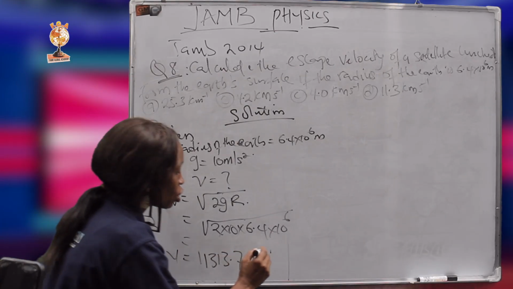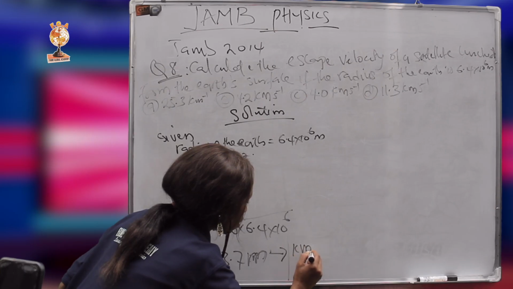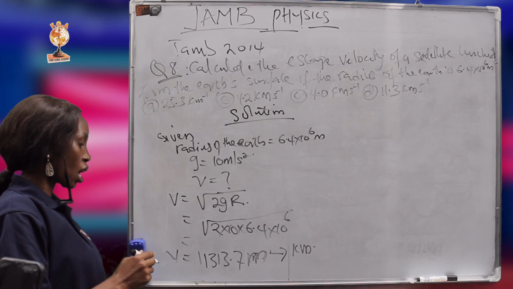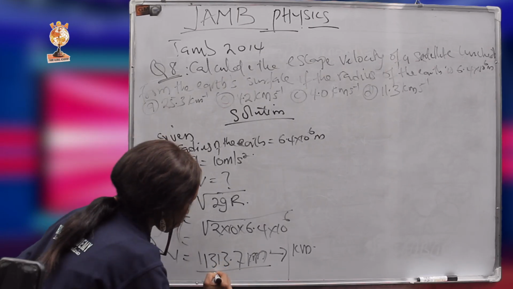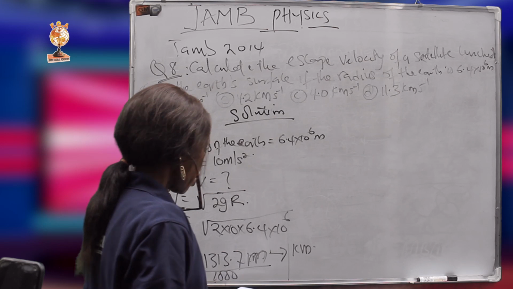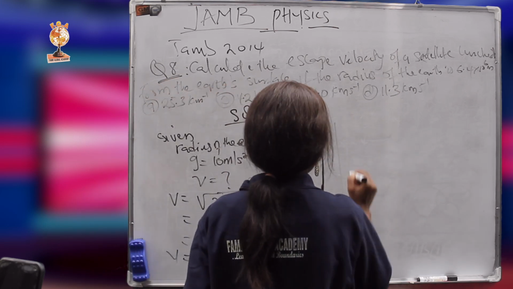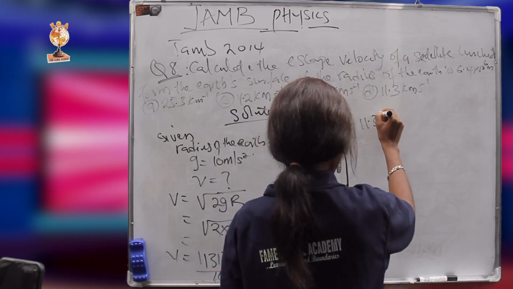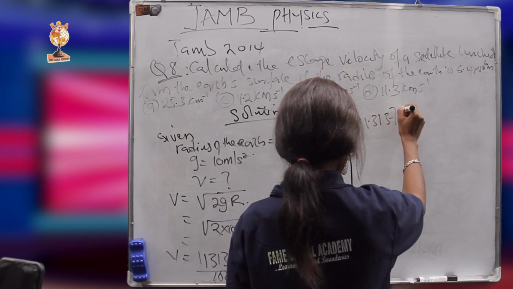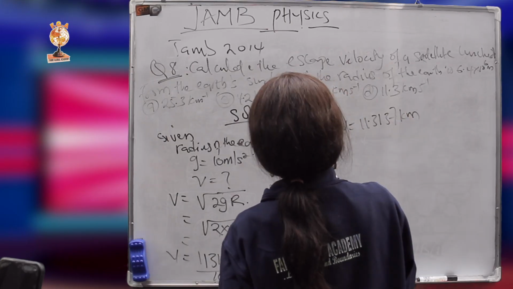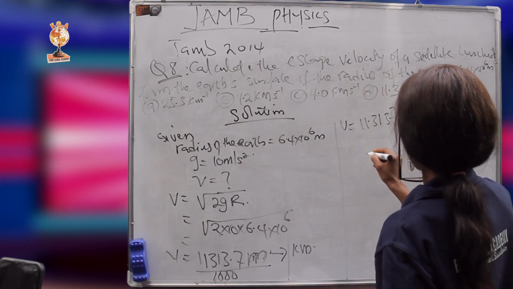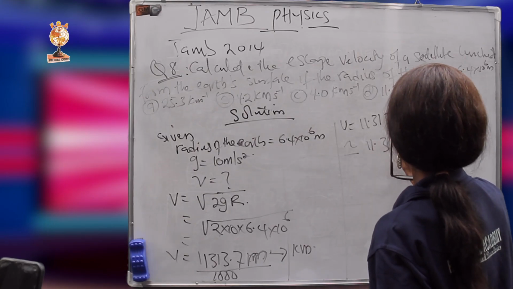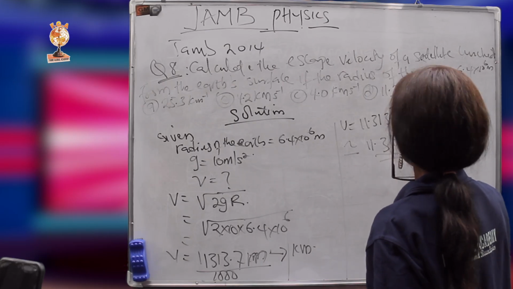Now remember, the unit for escape velocity is kilometer per second. So what I need to do is convert this to kilometers. I'm dividing by 1000. If I divide this by 1000, v becomes 11.3137 kilometers per second. So approximately it becomes 11.3 kilometer per second.